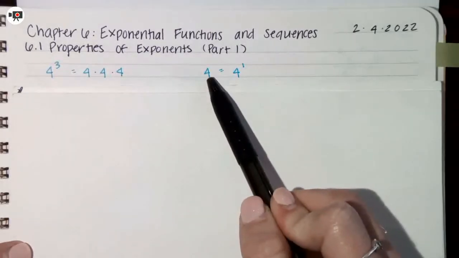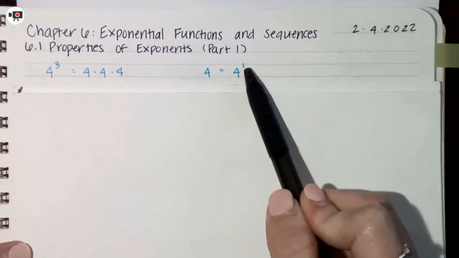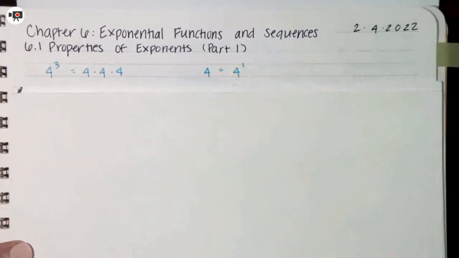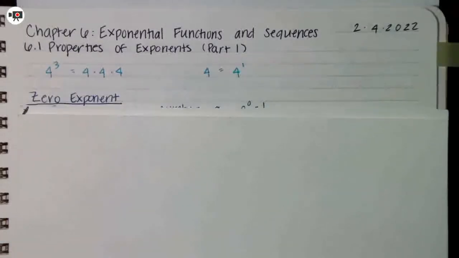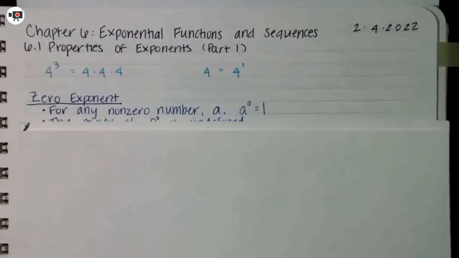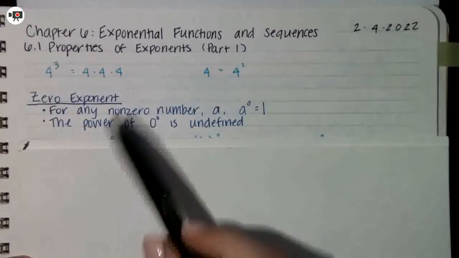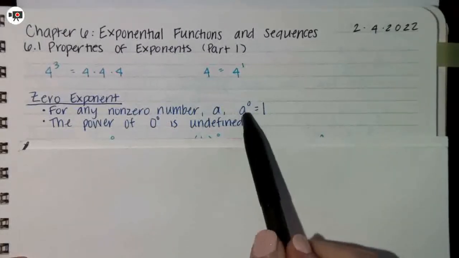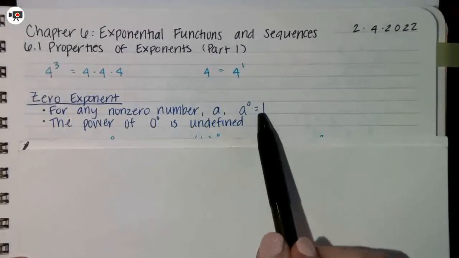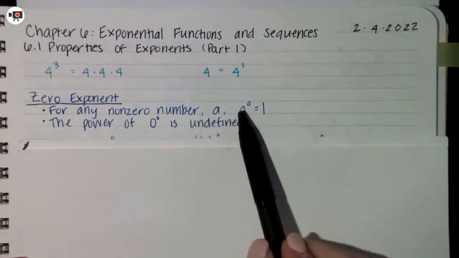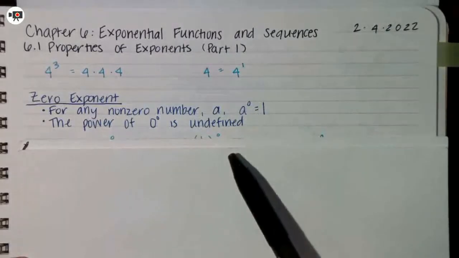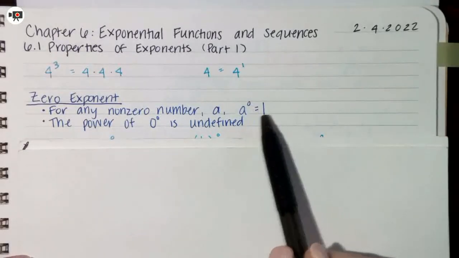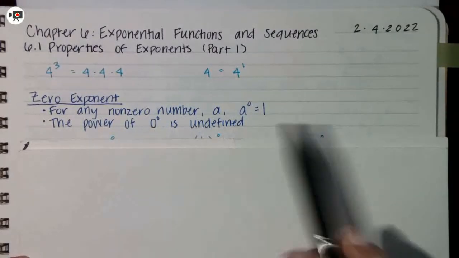If I have just a 4, I have an invisible 1 up here. So that means it's just multiplied by itself once, which is just 4. If I have an exponent of 0, for any number a, where a is not 0, a to the 0 power equals 1. So whatever a is, it can be any number in the world. If it's raised to the 0 power, that equals 1. The power of 0 to 0 is undefined.